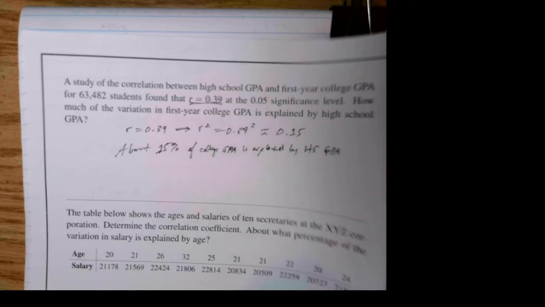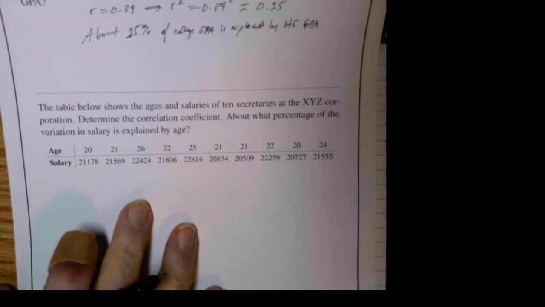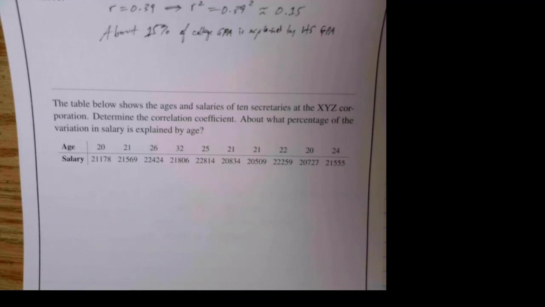Okay, let's do one where we have to actually compute the correlation coefficient and the coefficient of determination. We have this table. We've seen it before. It has the ages and salaries of 10 secretaries at the XYZ Corporation. Determine the correlation coefficient. About what percentage of the variation in salary is determined by age? So we've got two things to do, the correlation coefficient and then answer that question.